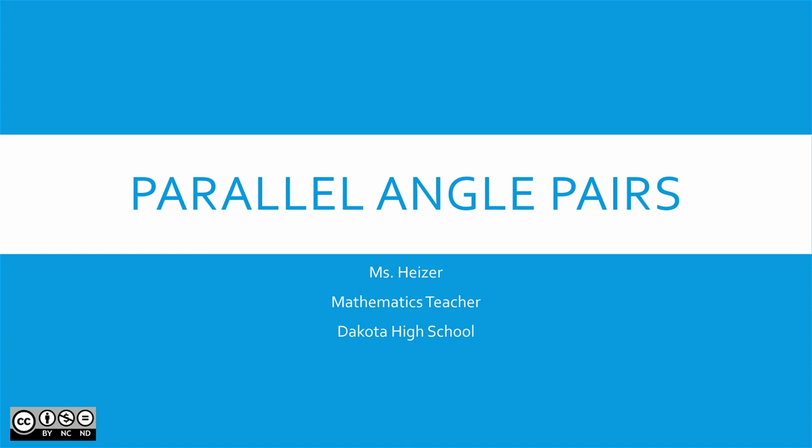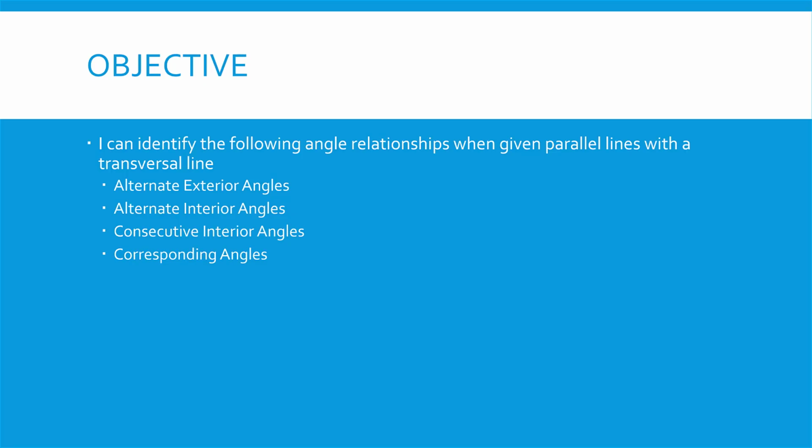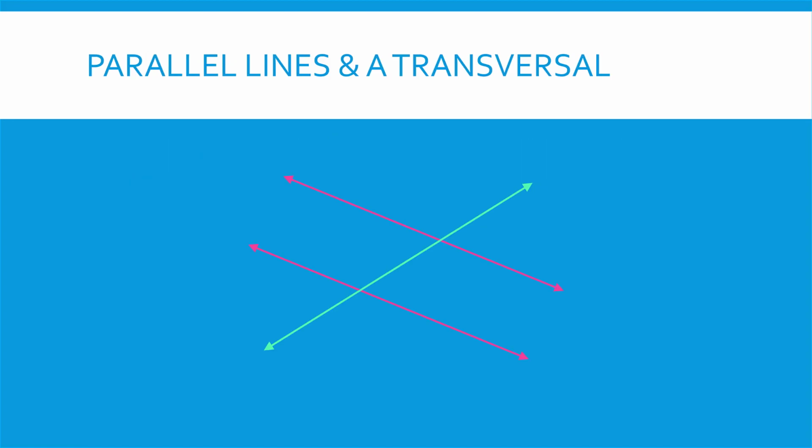Welcome to today's lesson. Today we're going to be looking at parallel lines and the different angle relationships and pairings we have with those. So our objective is to be able to identify the following angle relationships when given parallel lines with a transversal line. We're going to look at alternate exterior, alternate interior, consecutive interior, and corresponding angle pairs.